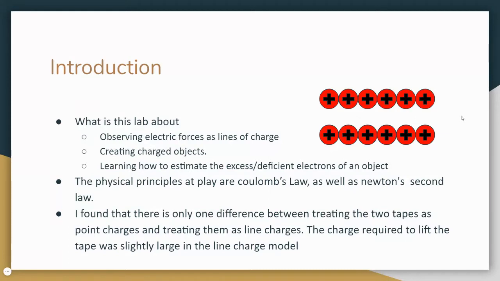The physical principles at play are the same: Coulomb's law to calculate electric force, as well as Newton's second law to calculate the force of gravity on the top tape, and to substantiate that when the tapes aren't moving, the net force is equal to 0.